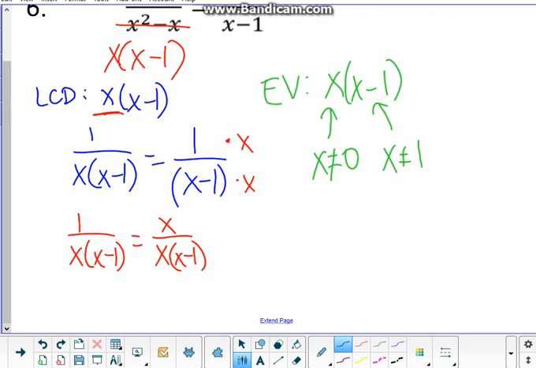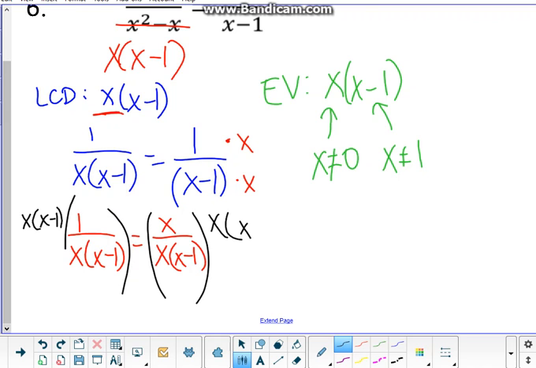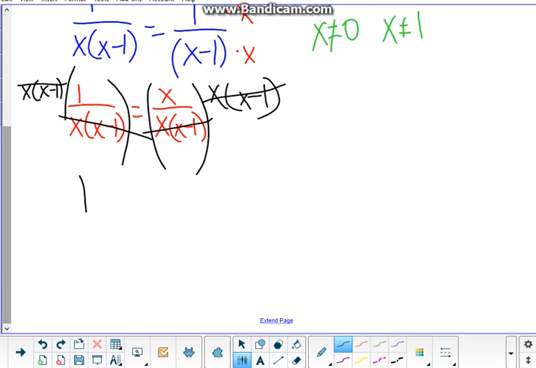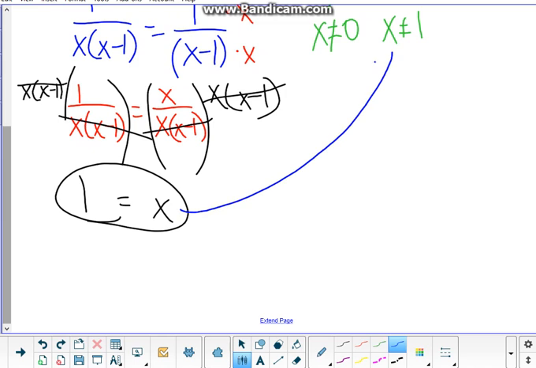We want to now multiply everything by the common denominator. So I'm going to multiply the left side by x times x minus 1. I'm going to multiply the right side by x times x minus 1 to make those cancel out the numerator and denominator. And the only things I have left then in my numerator is 1 on the left side and x on the right side. X is already by itself, so there's nothing left to do. But wait, we have to go ahead and check to see, compare this to our excluded values. X is not allowed to equal 1. That makes this invalid. Okay?